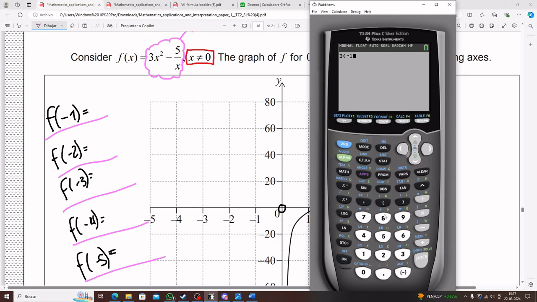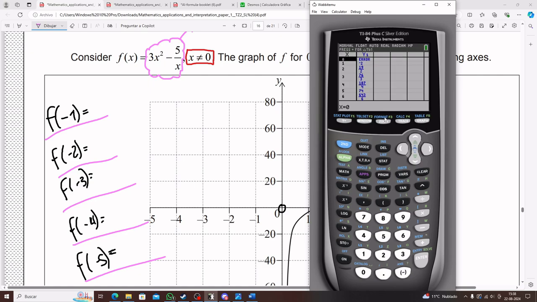3 times -1 squared minus 5, right? Divided by -1. And you can do this a bunch of times and change the -1 each time, right? And you're going to get the answer, like you're going to get there. But a slightly quicker way, okay, is once you have it on y equals, you can actually pop up a table. So instead of pressing graph, you put second graph to hit table.